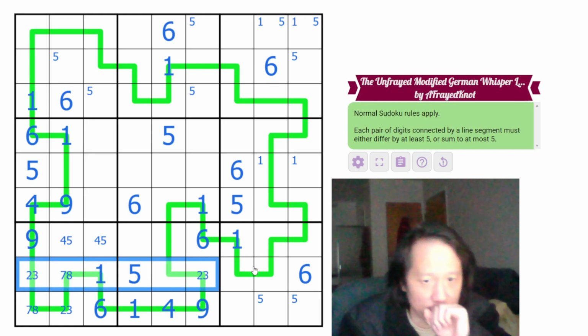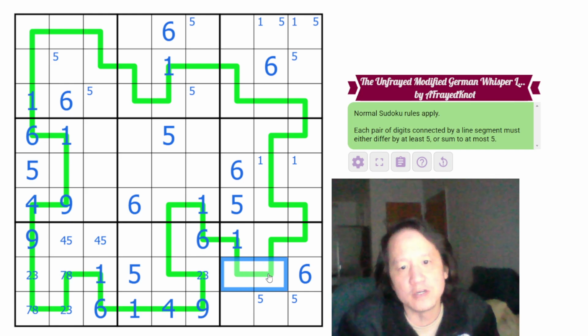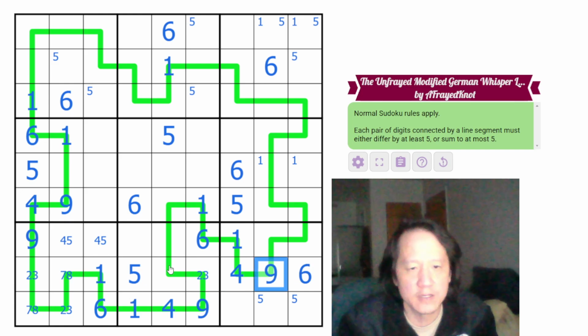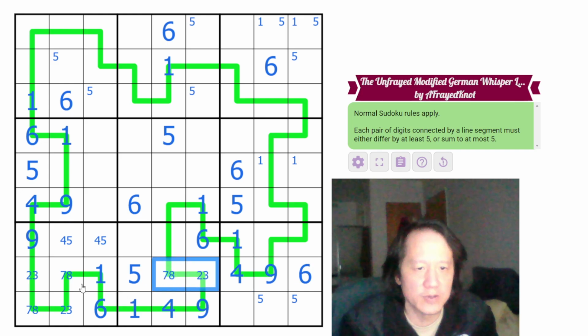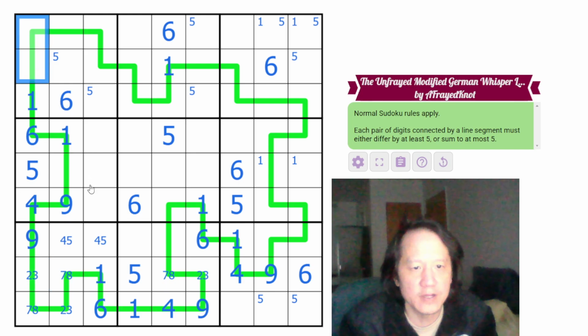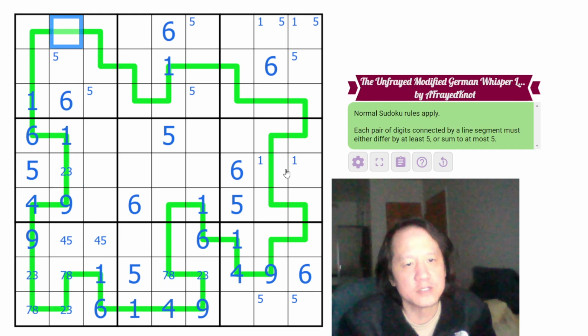Therefore, where's the 4? It has to be one of these two cells and can't be next to two unique numbers, so this must be 4, which means this must be a 9. So this is 7 or 8, this is 7 or 8, this is 2 or 3. You could have 2, 3, 7, 8 here. This has to be a low. So this is 2, 3. It cannot be 4. So this is 2 or 3. This is 2 or 3, which means this has to be a high. So this has to be 7 or 8.